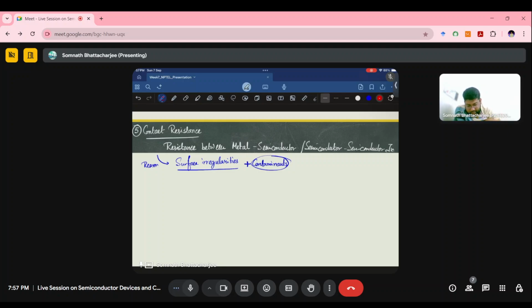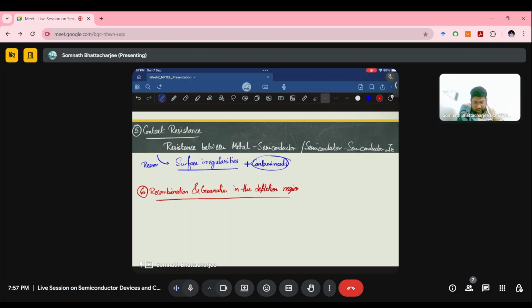And the last one is recombination and generation in the depletion region itself. So in the depletion region, there is recombination and generation going on. So this is a very straightforward thing. No need for an explanation of this.